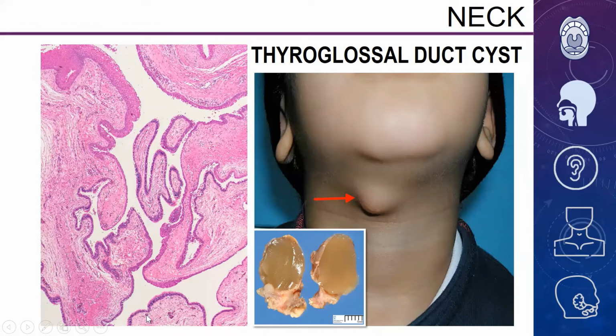The fibrous cyst wall often includes lymphoid aggregates or thyroid remnants. Malignant transformation of the lining epithelium is exceedingly rare.